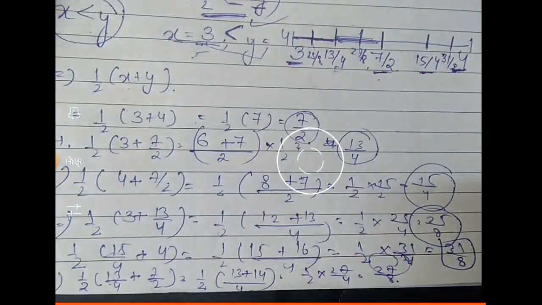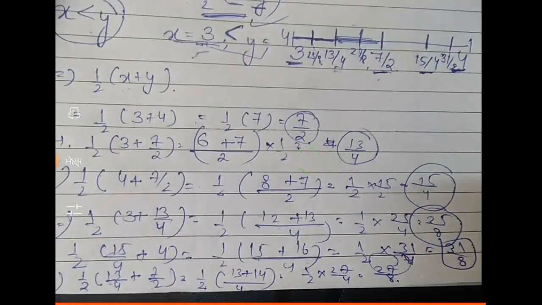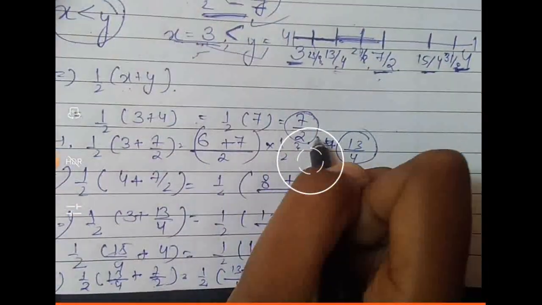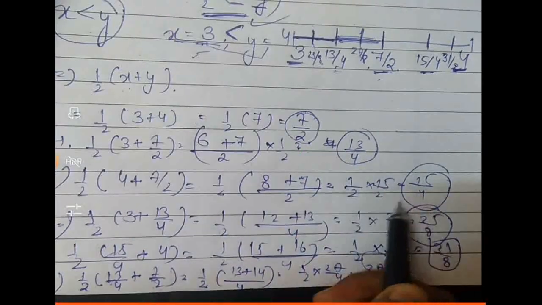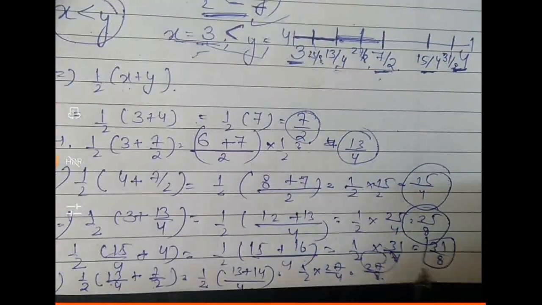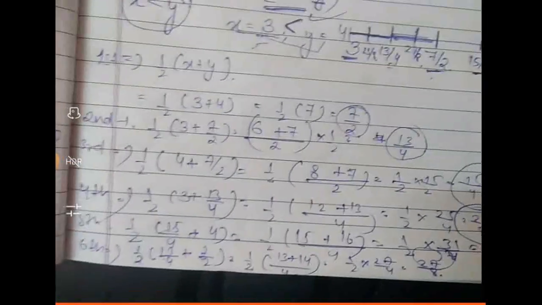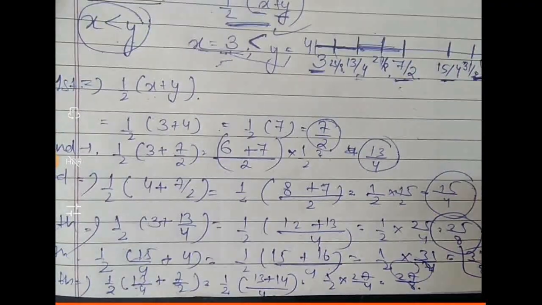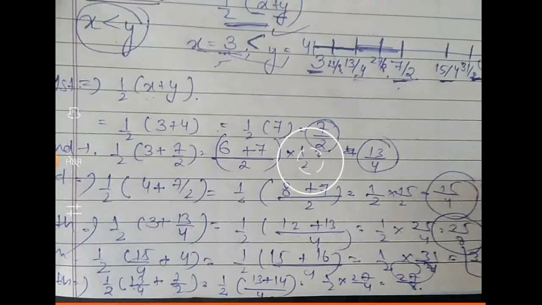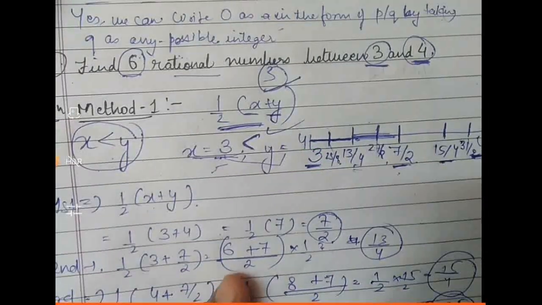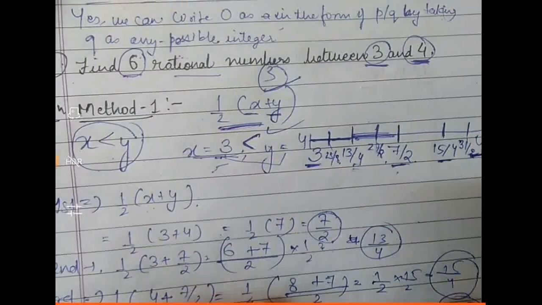So what all rational numbers do I have now with me? Yeah. So I have 7 by 2, 13 by 4, 15 by 4, 25 by 8, 31 by 8 and 27 by 8 with me as the rational numbers. Alright. This was the first method with which we have solved this particular question. Now let us move to the second method.